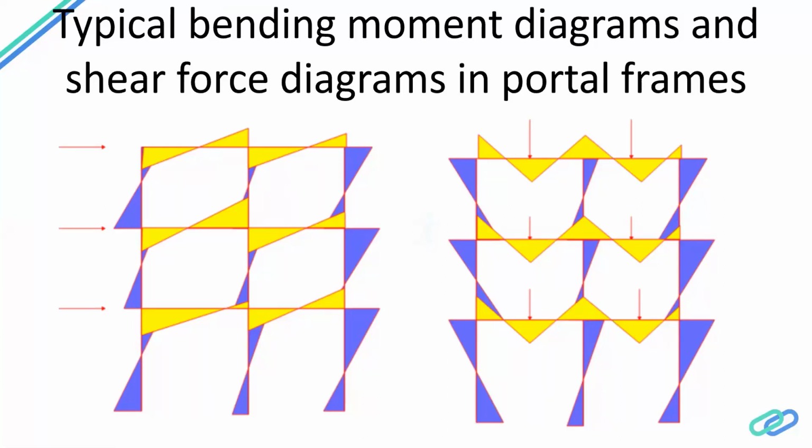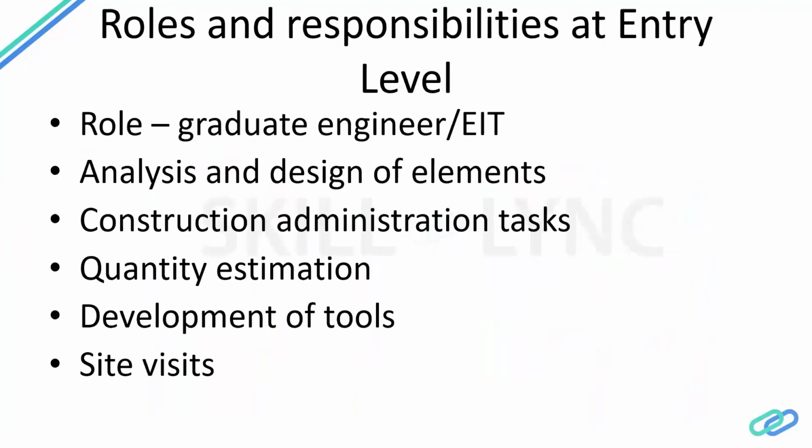Now we can quickly touch upon the different roles and responsibilities that one would expect at the entry level in this industry, when you're just entering the industry, more like at a graduate engineer, EIT, or engineering trainee level. The kind of tasks that you are typically expected to perform is the analysis and design of elements, which means you have to develop your analysis models, apply loads, analyze those structures and then design those elements, and then obviously discuss with the supervisor if things are making sense. But that's one aspect of the entry level task.